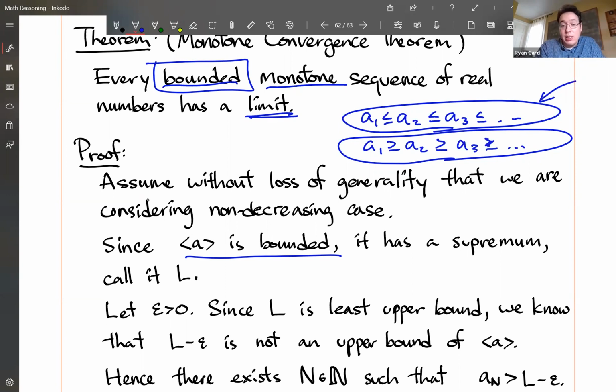So anything that has an upper bound has a least upper bound by the least upper bound property, or the completeness axiom. So you can find a supremum. Okay? We're going to call that supremum the limit L. So we're going to have to show that this is indeed the limit.